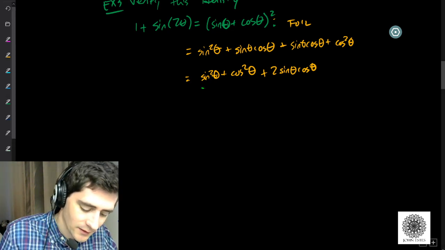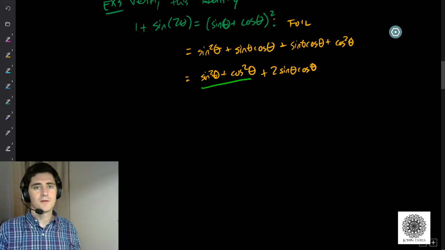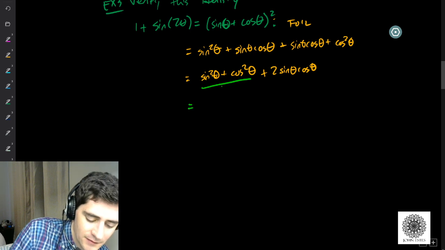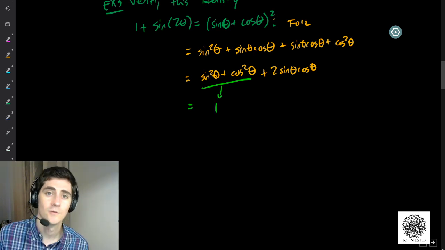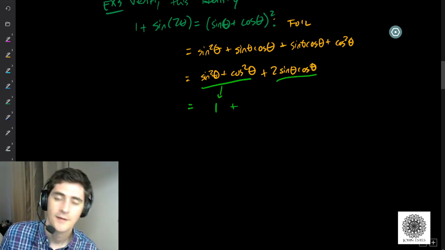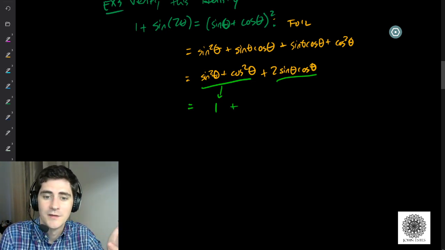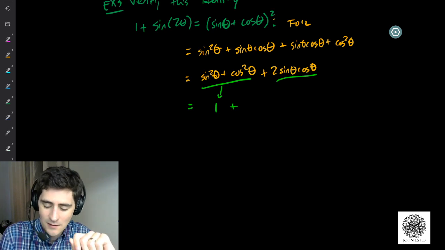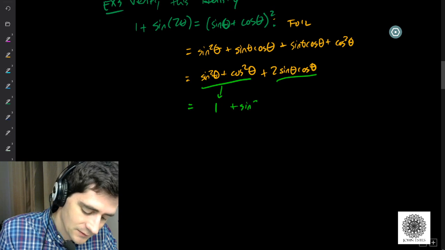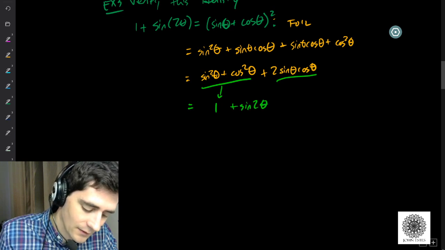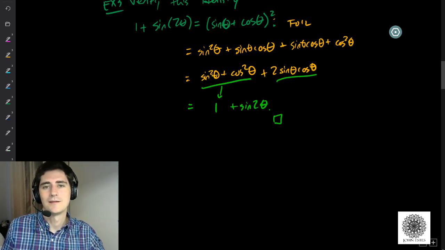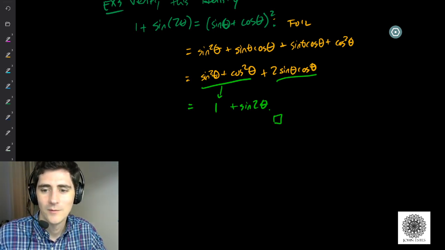I now recognize sine squared plus cosine squared is something we know, right? Pythagorean identity, sine squared plus cosine squared is 1. And 2 sine theta cosine theta wouldn't have meant anything to us before today, but now in today's discussion it does. That is sine 2 theta. And there it is. That's exactly what I was looking for. We have verified the identity. Okay, I hope that makes sense.